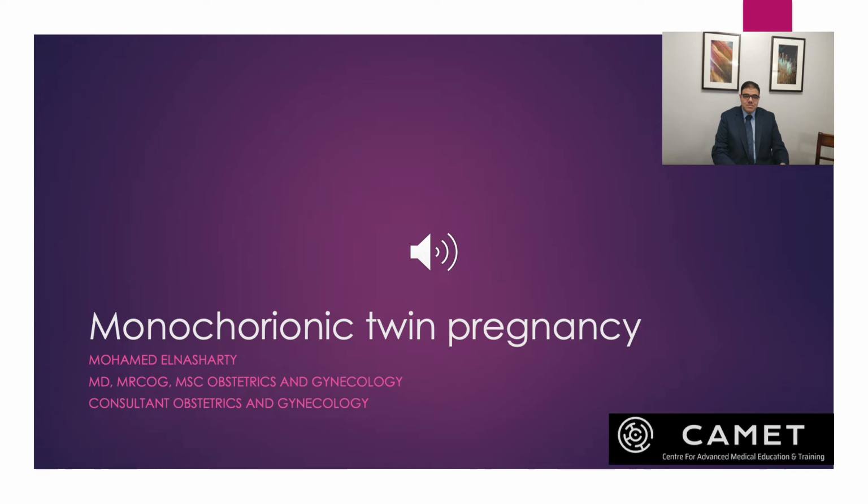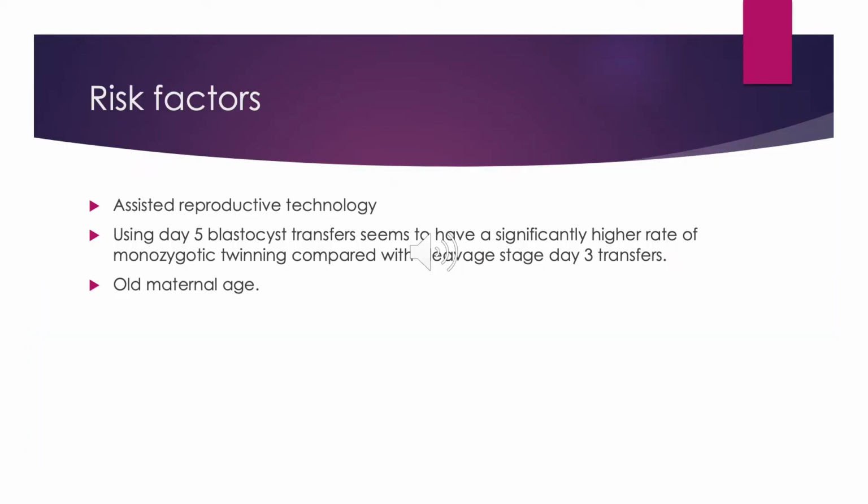The third topic in the antenatal care module is the monochorionic twin pregnancy. Monochorionic twin pregnancies are common with assisted reproductive technology, especially when using day 5 blastocyst transfer, as it seems to have a significantly higher rate of monozygotic twins compared to cleavage stage day 3 embryo transfer. It's more common as well with old maternal age. These are factors which increase the risk of having monochorionic twin gestation.